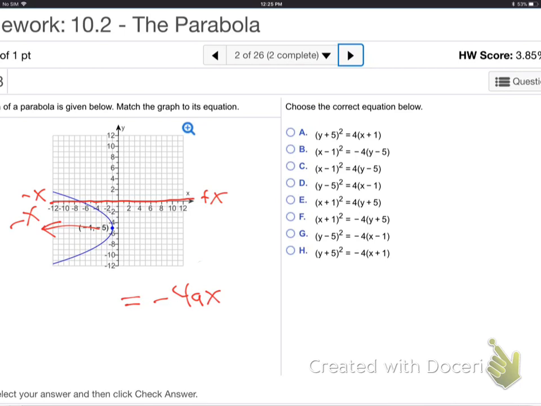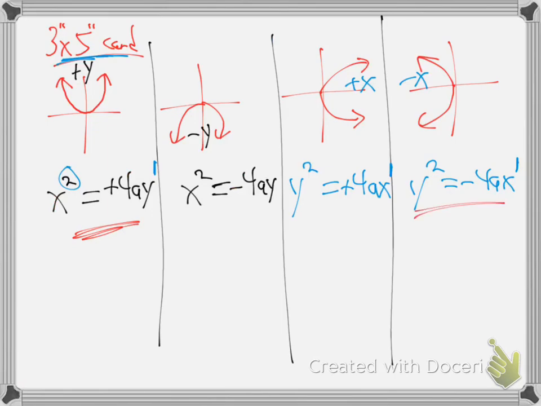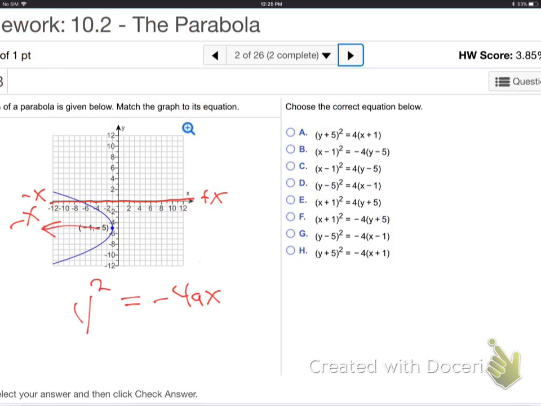You with me? Look back here. See, left? Y squared is minus 4ax. That's why you want to have this in your 3x5 card. Your first step is, oh, it's going left. Look at your card. Oh, y squared is negative 4ax. That's my basic setup. Come back here and go, okay, y squared is negative 4ax. That's basically what it looks like. Good so far?